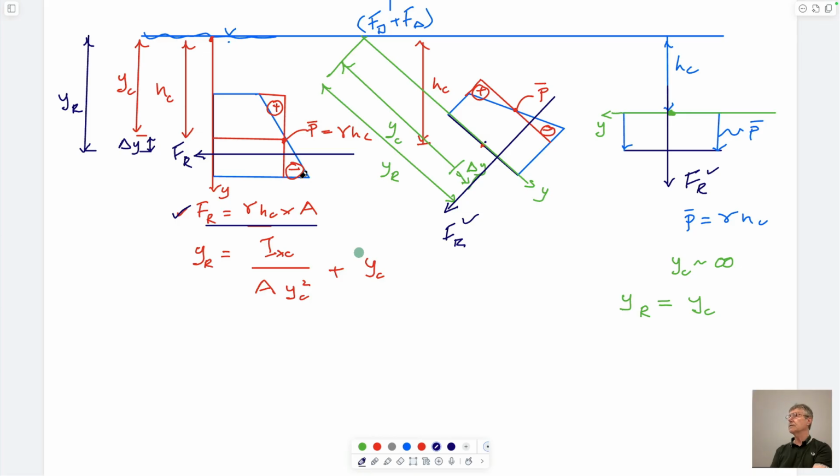YR is the slope distance. Y is the slope distance to the plane. HC is the vertical distance to the plane, always. So if the plane's vertical, then the YR and H are coincident. If it's flat, then they're orthogonal and they're not related. Well, yeah. Slope distance versus vertical distance. And if you always remember that, you always get the right solution. Okay.